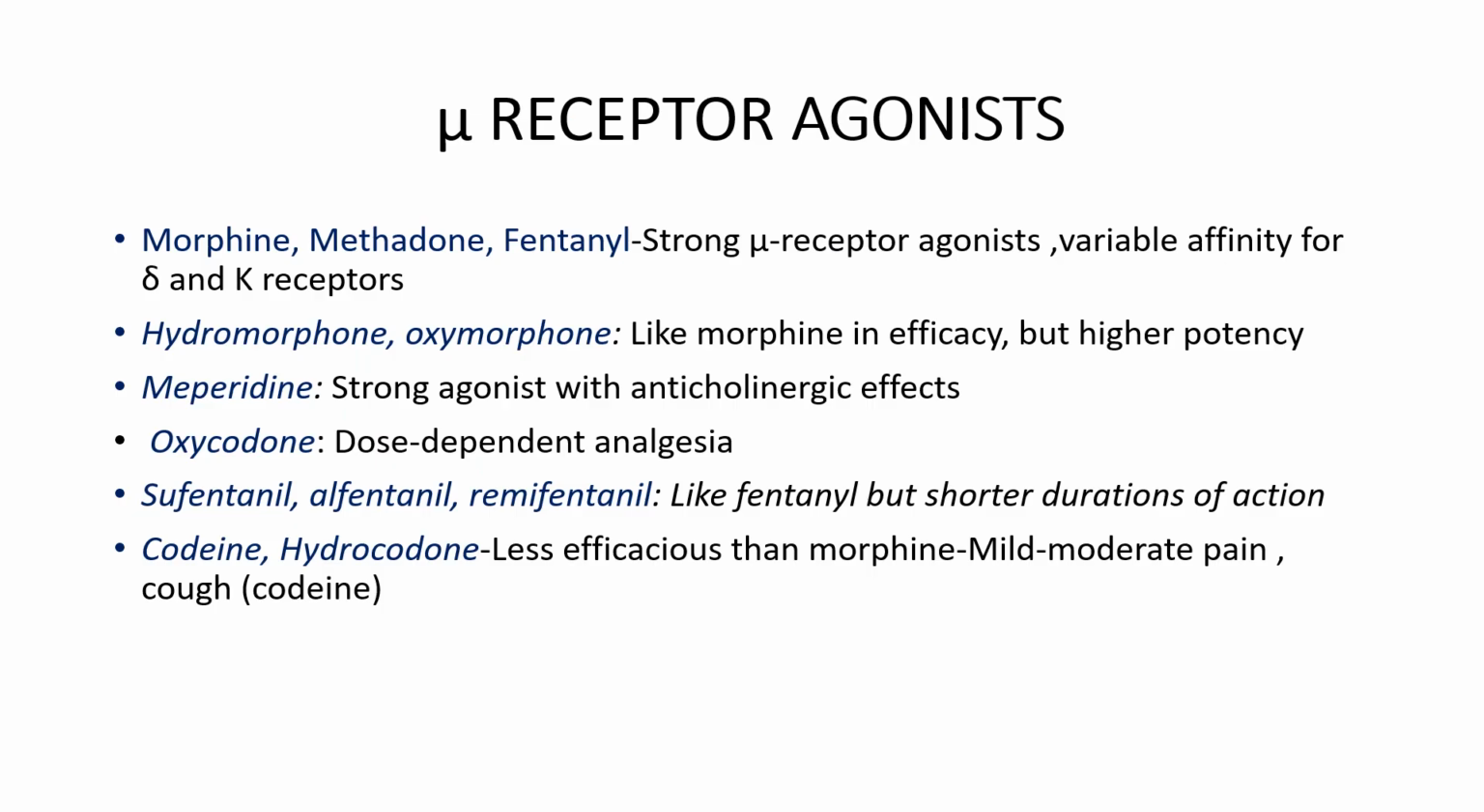And we will see now some of the individual drugs. Okay, so we'll see now the strong agonists of mu receptors. So you have morphine, methadone, and fentanyl. These three drugs are strong mu receptor agonists with variable affinity for delta and kappa receptors. Hydromorphone and oxymorphone are like morphine in efficacy and higher potency. And meperidine or pethidine is a very strong agonist at mu receptor with anti-muscarinic effects as well.